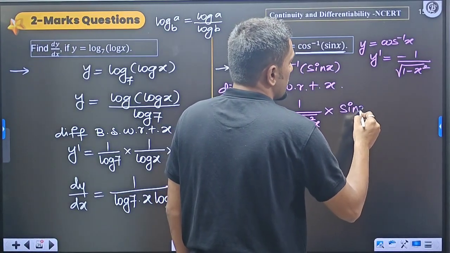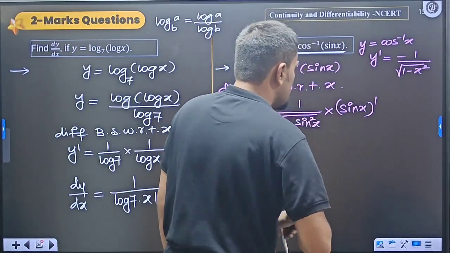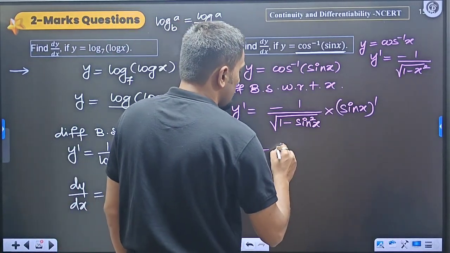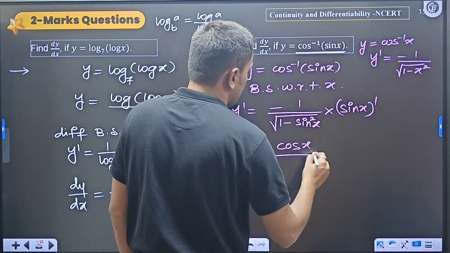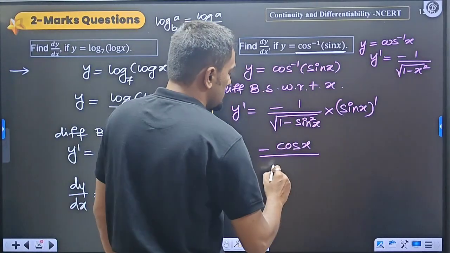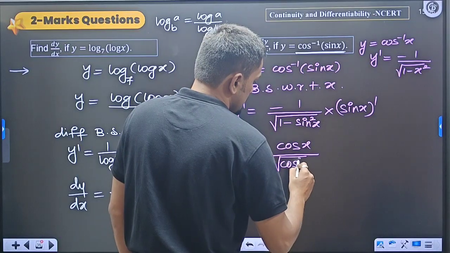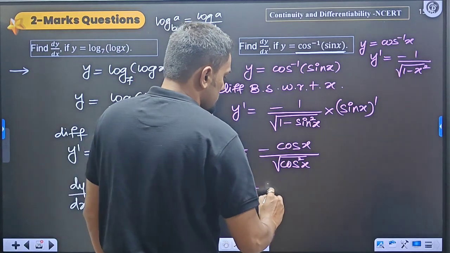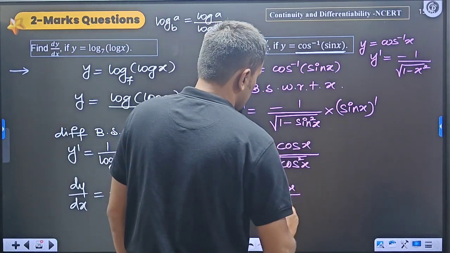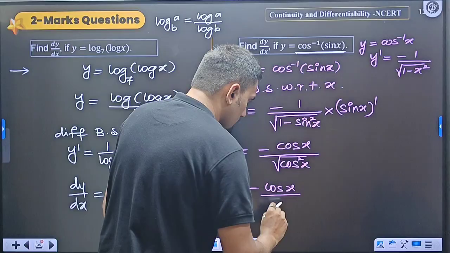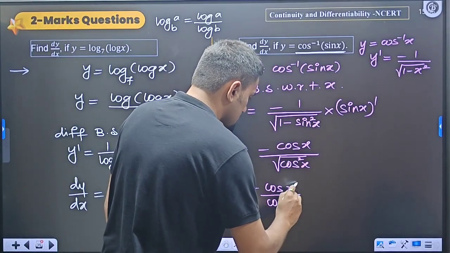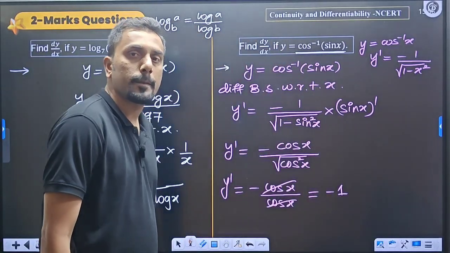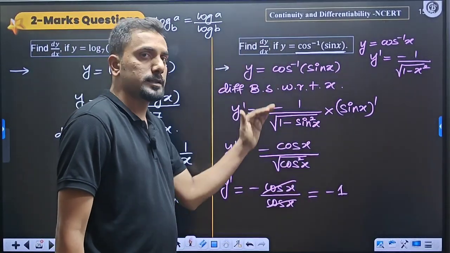What is the innermost function? Sine x. If I differentiate sine x with respect to x, it becomes cos x, divided by root of 1 minus sine square x, which is root of cos square x. So y dash is equal to minus cos x divided by root of cos square x, which is cos x. So cos x gets cancelled. So the answer is minus 1. This is the conventional method.